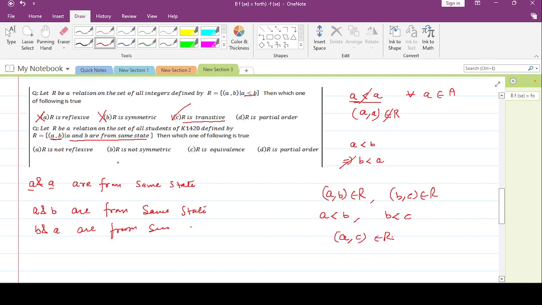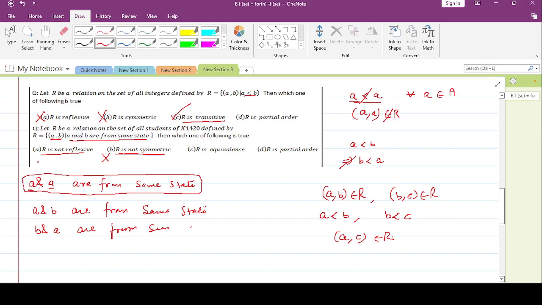Okay, so you see that this relation is not symmetric. Sorry, is not symmetric. This option is false. Okay, this relation is not reflexive, but this relation is reflexive. You see that we have already checked that this relation is a reflexive relation.